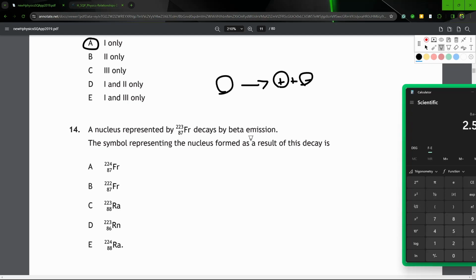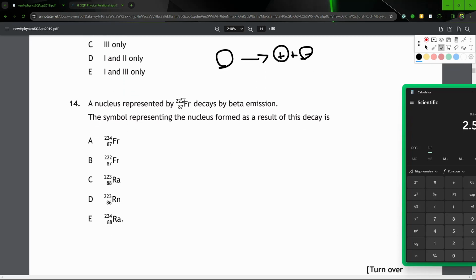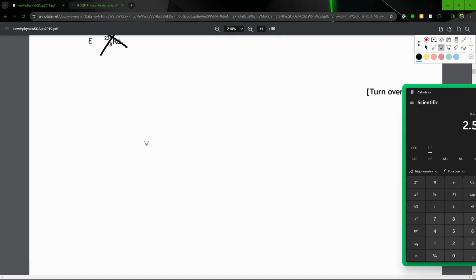So the symbol representing the nucleus formed as a result of this decay is what? The mass number stays the same, so 23 is what we want. So we can get rid of all these. And then if we look at this, it starts at 87 and it's going to increase. So it's going to go up to 88. So it would be C.